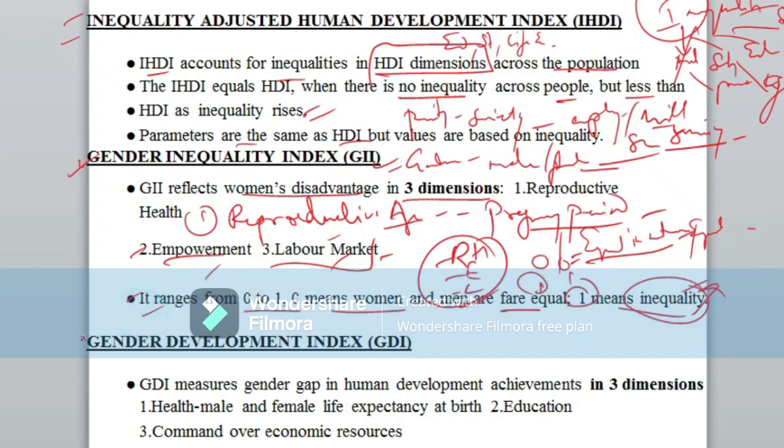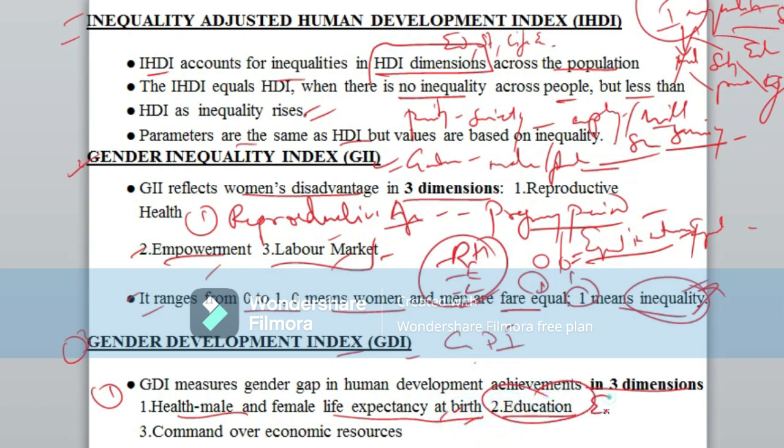Okay. Now next indicator is Gender Development Index, GDI. What does it count for? GDI measures the gender gap in human development achievement in three dimensions. First again is health, male and female health, and life expectancy at birth. So after the birth, how much age is the survival life? That is the expectancy at birth. Second factor is education, which provides education for the female and male candidates separately.